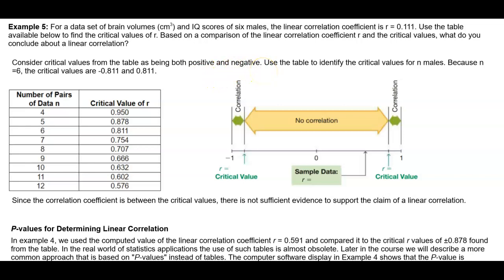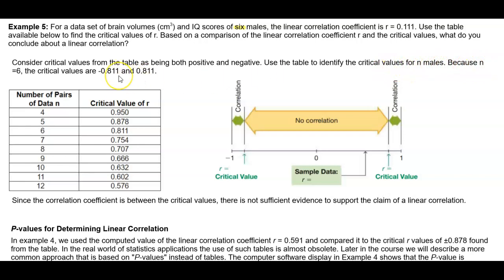So what do we know? We need to determine the total data in our problem. So the total data that's in our problem is the following. We know that there are 6 males. So since there are 6 males, or 6 pieces of data in this particular question, that tells us that we're going to use the table to identify the critical values for n males.